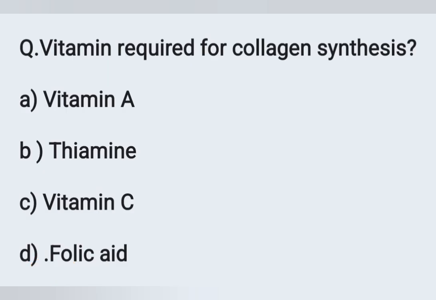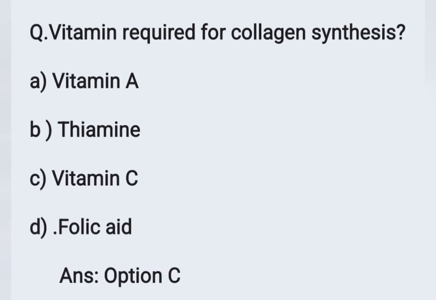Vitamin required for collagen synthesis is options. Option A vitamin A, option B thiamine, option C vitamin C, option D folic acid. Here the question is which vitamin is necessary for the synthesis of collagen? It is vitamin C. Correct answer is option C.